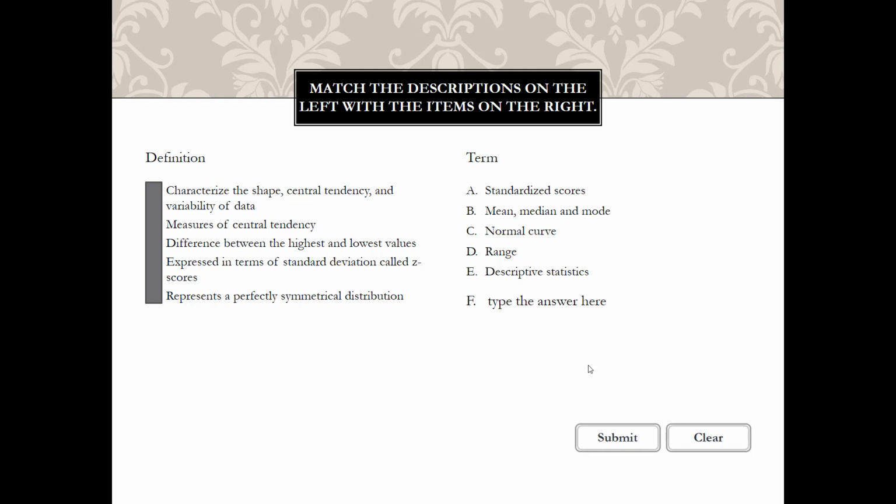Next one is difference between the highest and lowest values. Which term describes the difference between the highest and lowest values? Next one is expressed in terms of standard deviation, called a z-score. Which term does that refer to? And lastly, represents a perfectly symmetrical distribution.